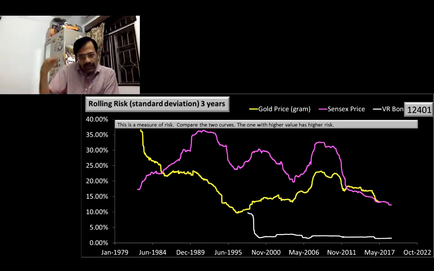Now compare, in all the graphs it's going to follow, the volatility of gold with the fixed income. Now this big jump here, I think it's artificial.